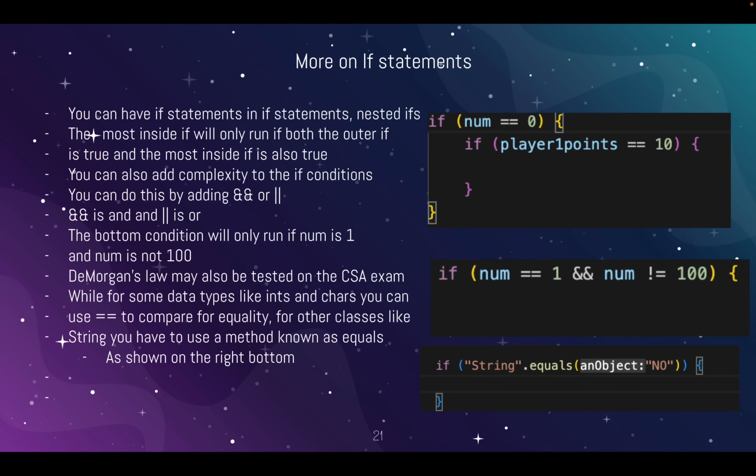So De Morgan's law may also be tested on the AP CSA exam. We're not really going to cover it since it might only be on 1 or 2 questions, but you might want to look into that after the video. So some data types like ints and chars, you can use equal equal to compare for equality. But for other classes like string, you need to use the equals method, as shown here.